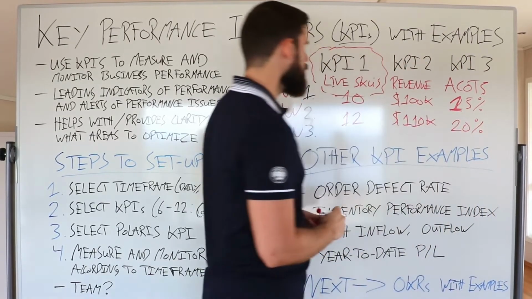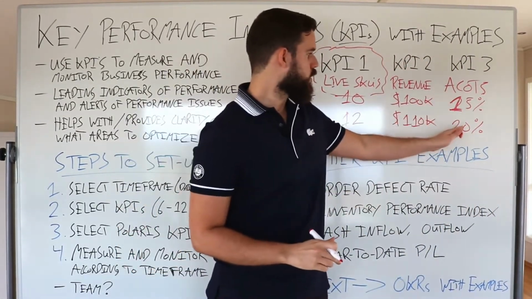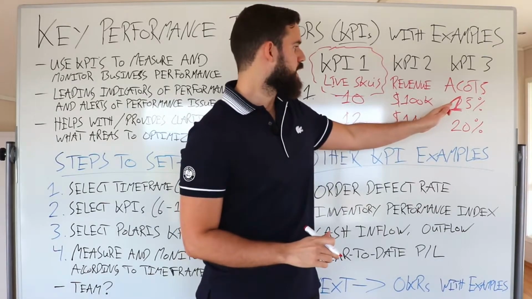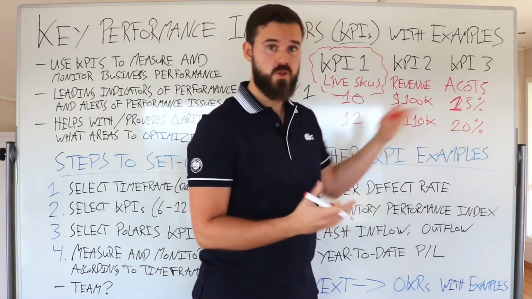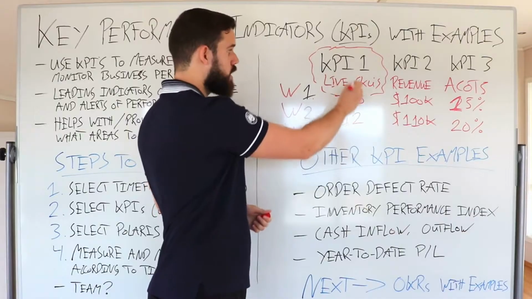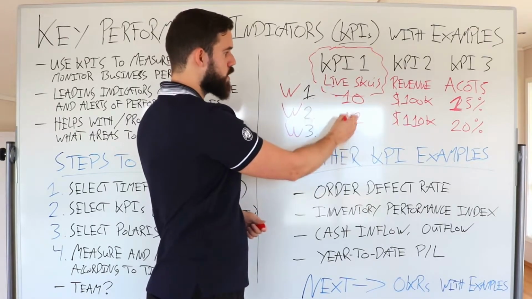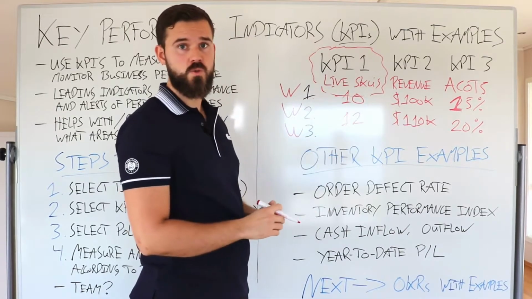Now, that's bad, right? You don't want this to be going up usually. But it's not bad when you look at what you're actually trying to accomplish, which is the Polaris KPI, and that one is going in the right direction because you're looking to grow how many live SKUs you've got.